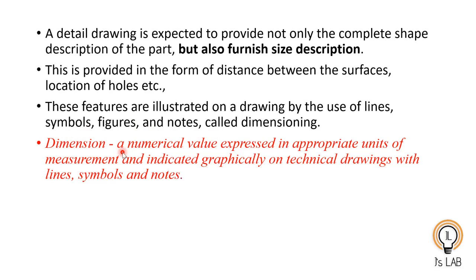So what is a dimension? It is a numerical value expressed in appropriate units of measurement and indicated graphically on technical drawings with lines, symbols, and notes. This is a formal definition of a dimension. The only thing you need to understand is the concept of what a dimension is. No one will ask you to recite the definition.